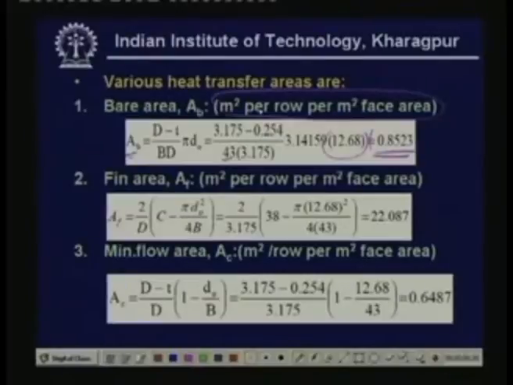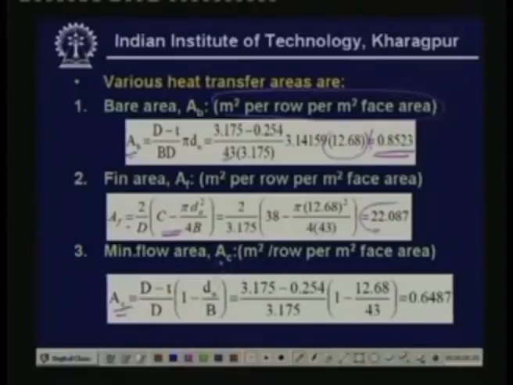Then let us calculate the fin area AF. This is the formula. Again everything is known to us: D is known, C is known, D naught is known, B is known. If you substitute everything, you get the fin area to be 22.087 meter square per row per meter square face area. Now let us find out the minimum flow area.